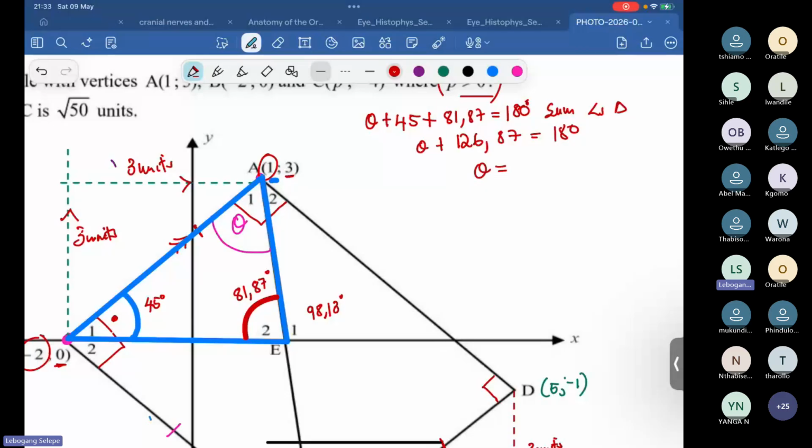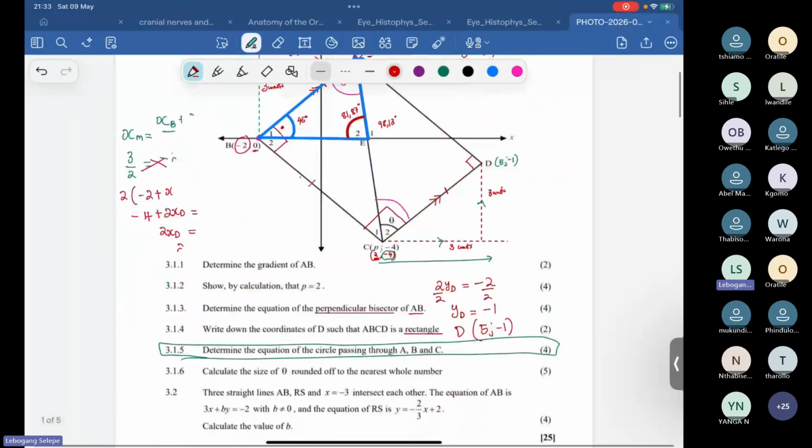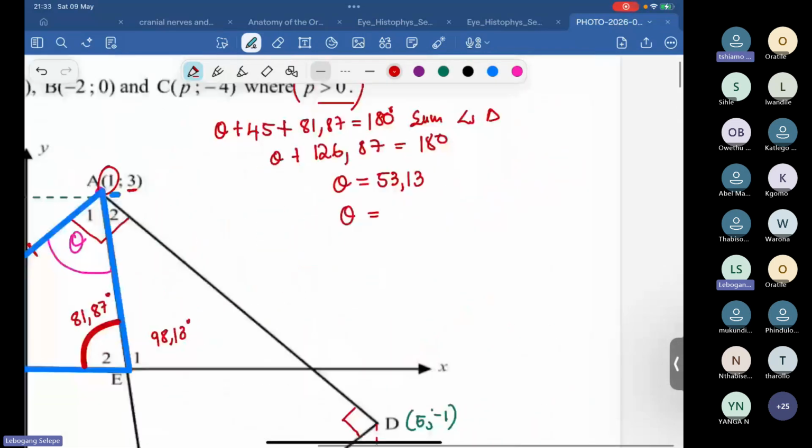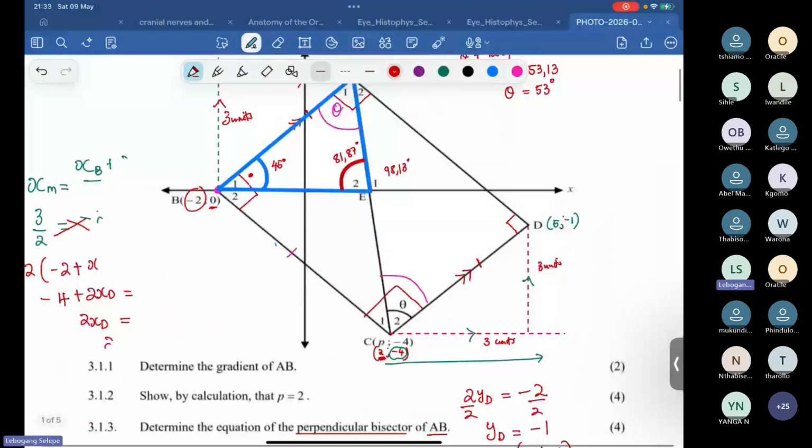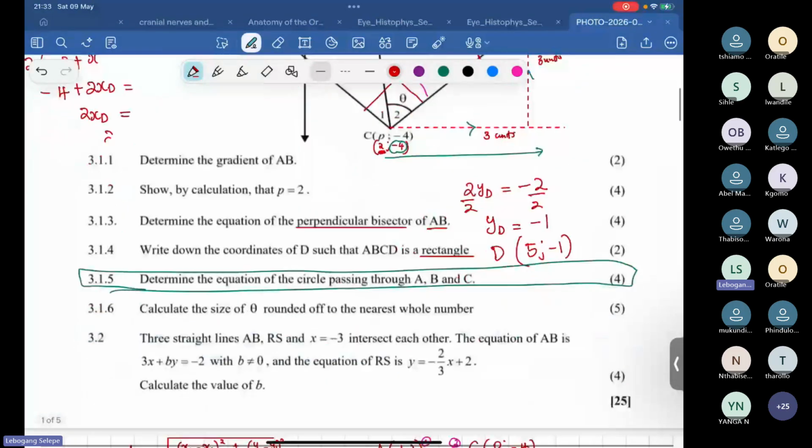Therefore, theta is now equal to 180 minus 126.87, which is 53.13. But they said that we must round off our theta to the nearest whole number. So what is going to be our theta? 53. Perfect. So theta is now equal to 53 degrees, right? Now that's it. Theta is equal to 53 degrees. And that's how you get your 5 marks.